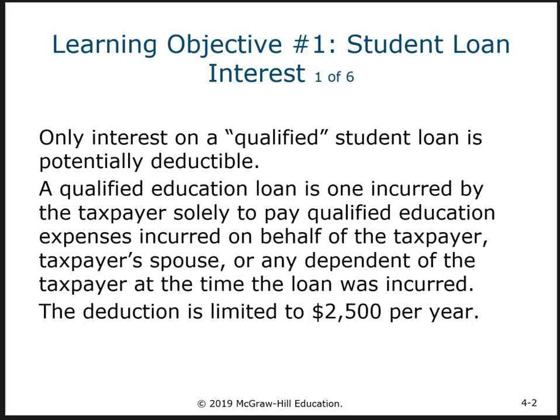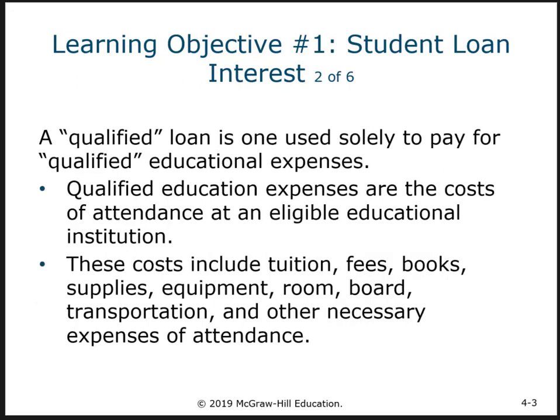And if the situation is that you borrow money and didn't use it all for education, then only the part that is used for education, the interest on that. So if you use half of it for education, then half of the interest would be included in this deduction. Only $2,500 per year. So regardless of how much you pay, the maximum that you can deduct for AGI is $2,500.